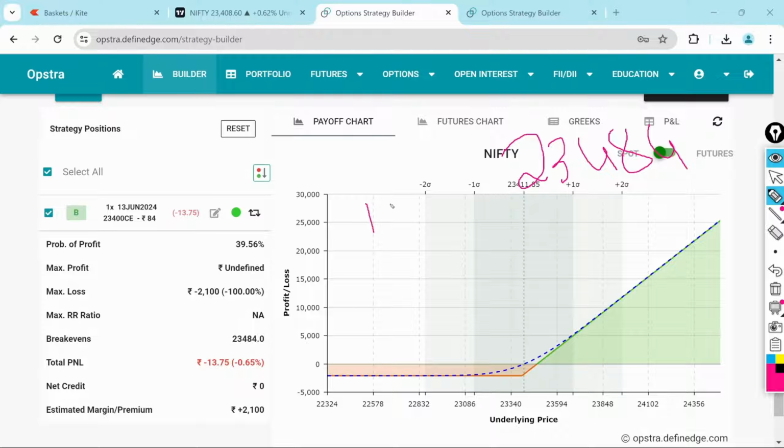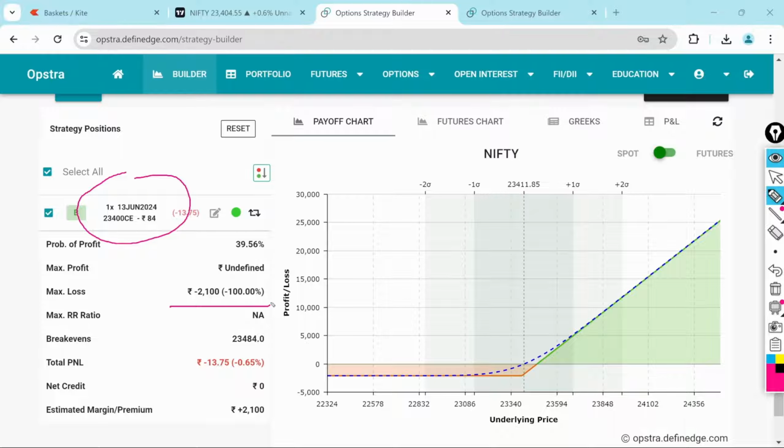Before we understand how to calculate the break-even, the first thing is what the break-even means. For example, you bought a lottery ticket for 100 rupees, and in the prize money, you again got back the 100 rupees. In this case, you neither made a profit nor lost any money. So this is called a break-even. Whatever you pay, if you get back the same amount, that is called a break-even. In this example, to buy a call option of 23,400, we paid around 2,100. At the end of the expiry on 13th June, if we get back the same amount of money which we paid, then it is called a break-even.